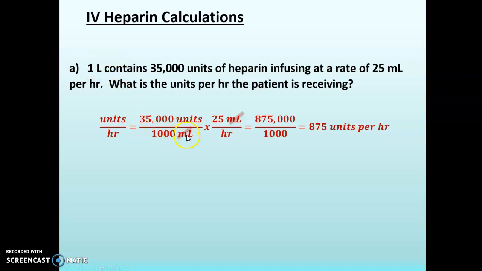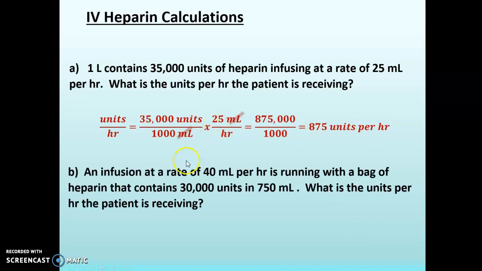So that put milliliter at the bottom, which means we need milliliter at the top. And the rate they gave us was 25 milliliters per hour. So we're going to stack those together. Now that's going to cancel your milliliters and give you units on top, hours on bottom, which is what we were wanting. So we're ready to do our math. 35,000 times 25 is going to give you 875,000. And we have a 1,000 on the bottom. So we divide and we get 875 units per hour.